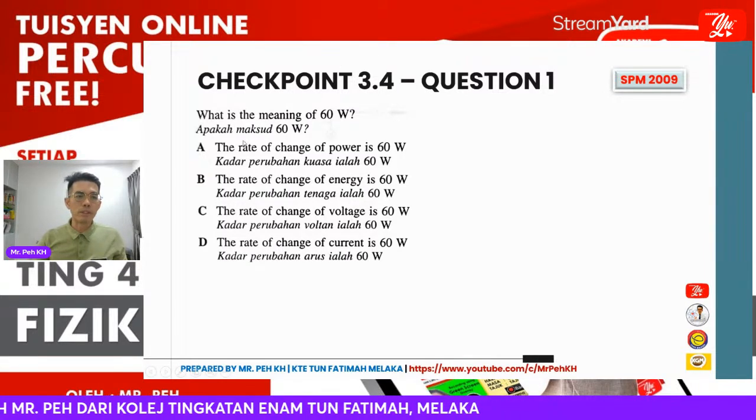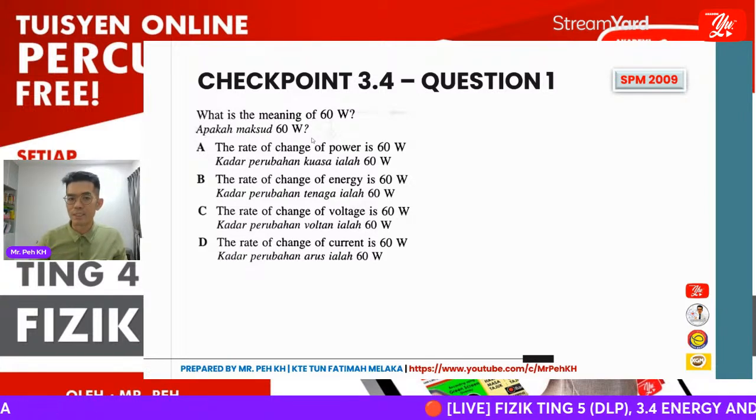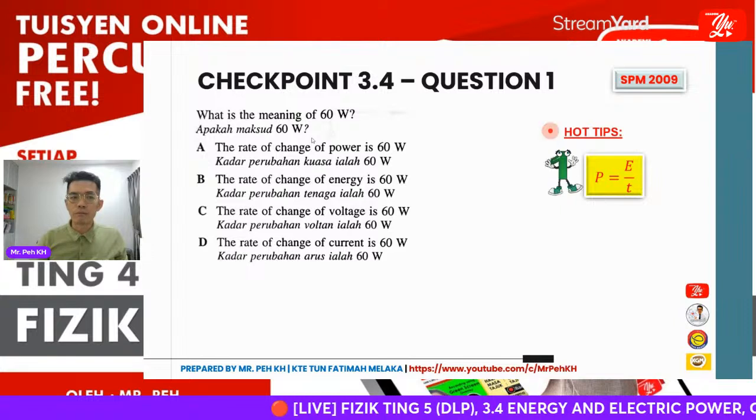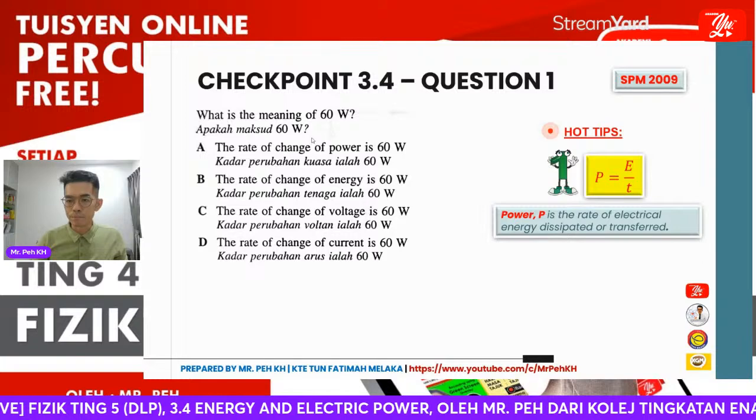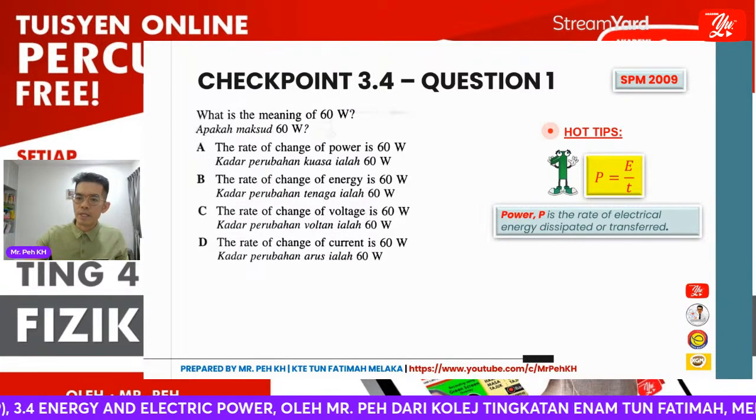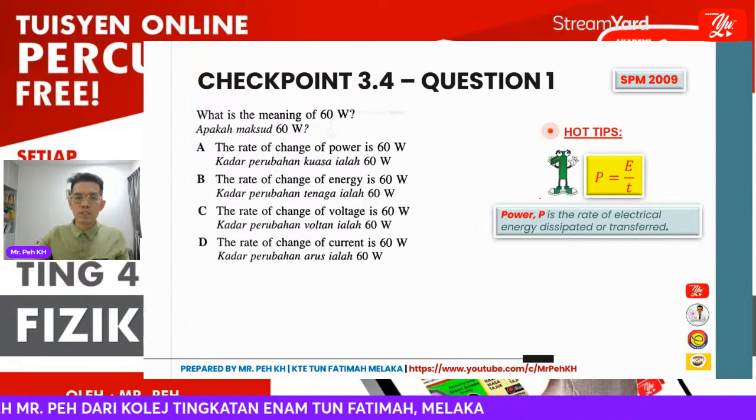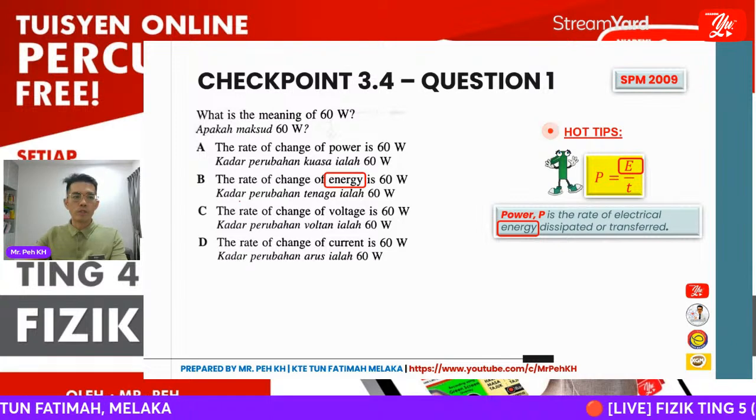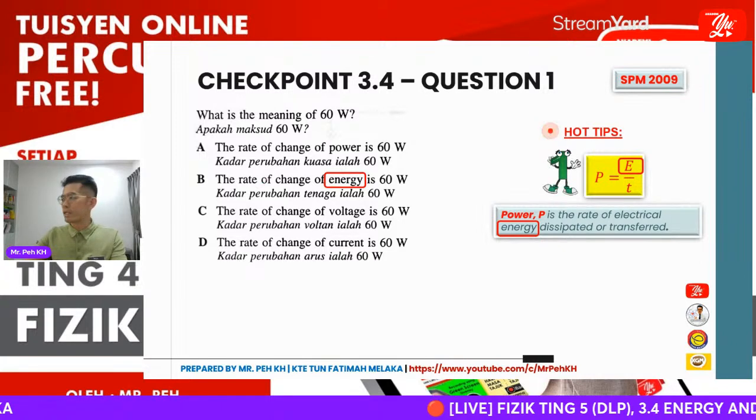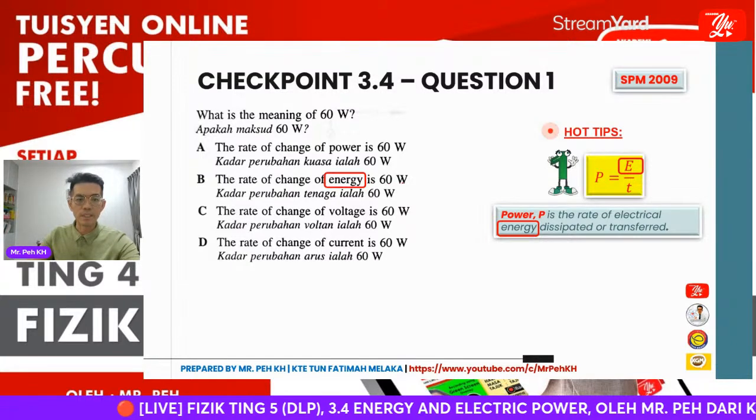The first question is the meaning of 60 watts. Watt is the unit for power. Just now we already discussed this at Learning Center 2, and I also explained the definition already. It is the rate of electrical energy dissipated or transferred, so we need to choose the answer related to energy. The answer is very clear. It will be B, the rate of change of energy is 60 watts.